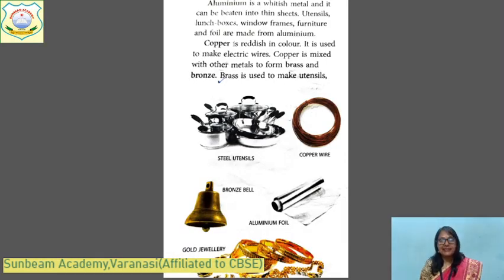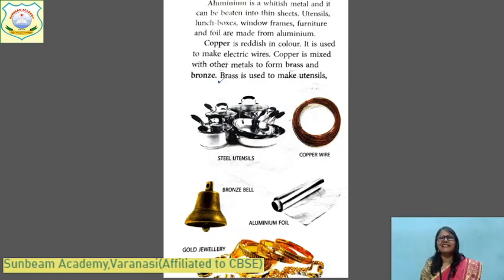Yes, now metals. Metals are also present in the earth. Yes, children, there are different types of metals. You can see iron, copper, bronze, aluminium, gold and silver. Children, aluminium is a whitish metal and can be beaten into thin sheets. Many utensils, lunch boxes, window frames, furniture and foil are made from aluminium. And copper is a reddish colored metal, and it is used to make electric wires.